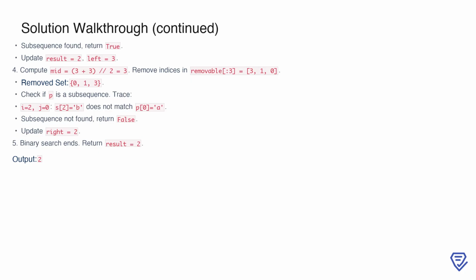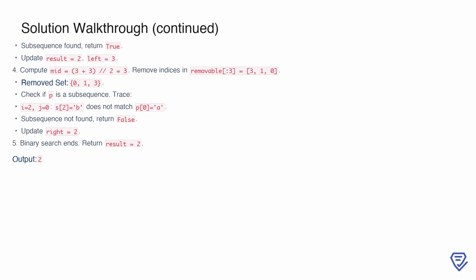With left now at 3, we calculate mid equals (3 + 3) / 2 equals 3. This time, we remove all indices in removable, which are 3, 1, 0, resulting in the set {0, 1, 3}. We then check if P is still a subsequence of the modified string S. Tracing through the characters, we see that S2 does not match P0, which means P is no longer a subsequence. As a result, we update right to 2, which effectively ends the binary search since left is greater than right.